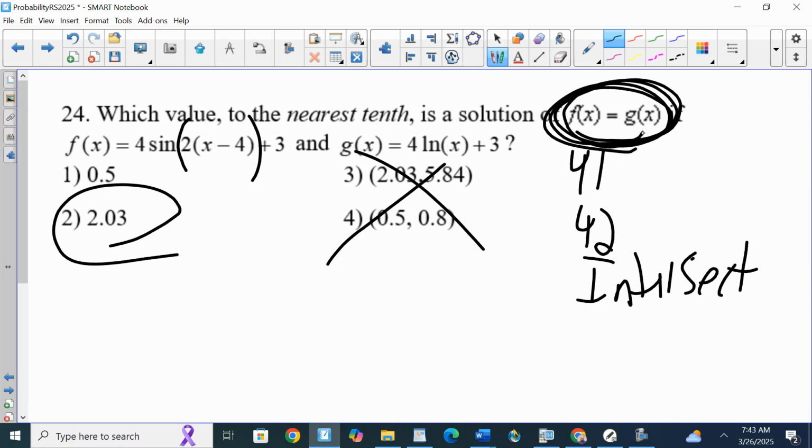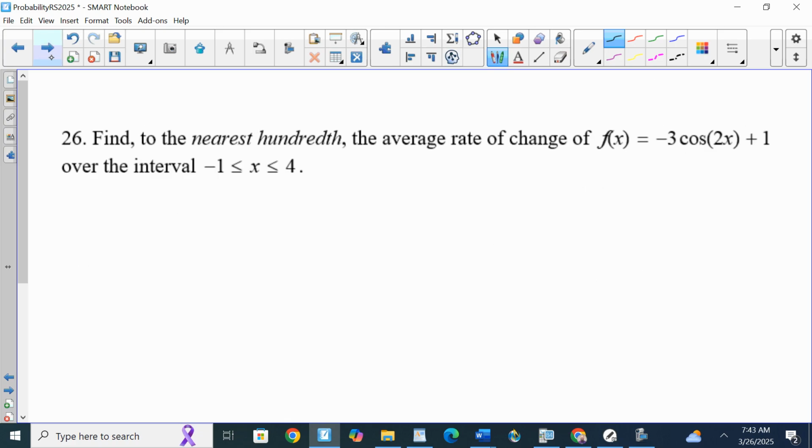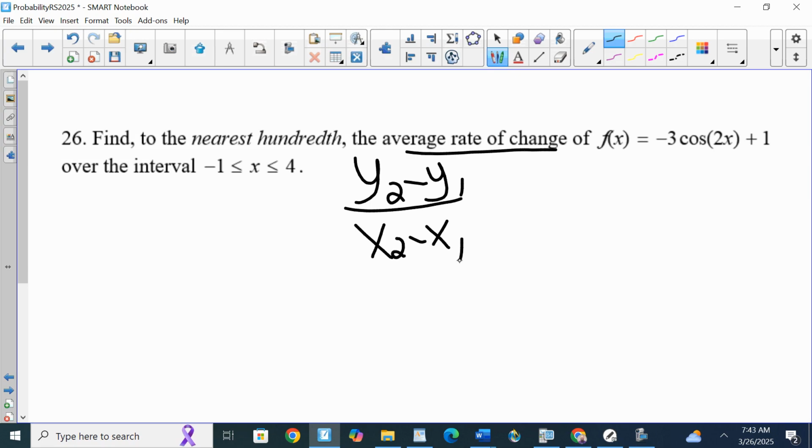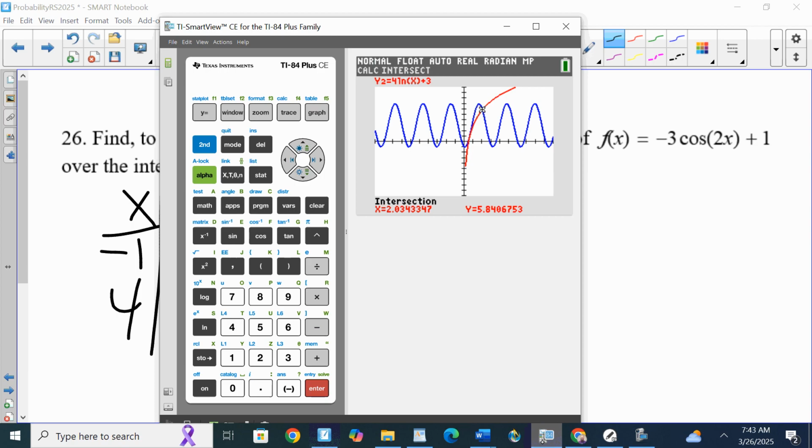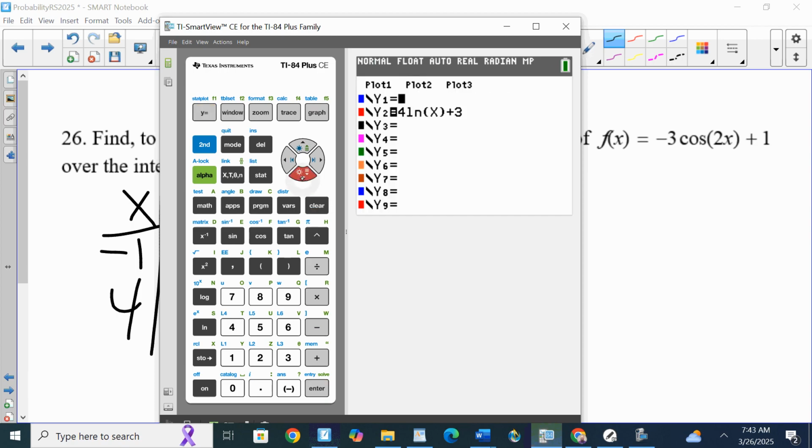Again, these are commonly asked Regents review questions. And finally, I think this is the last one. Average rate of change: y2 minus y1 over x2 minus x1. It has to tell you what you're finding the average rate of change between. And if they give you an equation, you just type it into y equals. So I'm going to go to y equals. I'm going to clear this stuff out. I've got negative 3 cosine 2x plus 1.